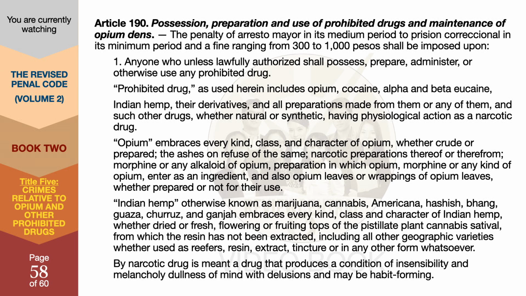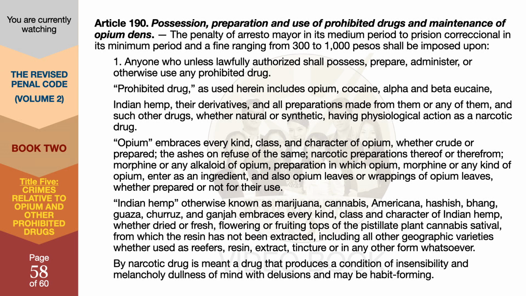Opium embraces every kind, class, and character of opium, whether crude or prepared, the ashes or refuse of the same, narcotic preparations thereof or therefrom, morphine or any alkaloid of opium, preparation in which opium, morphine or any kind of opium enter as an ingredient, and also opium leaves or wrappings of opium leaves, whether prepared or not for their use.